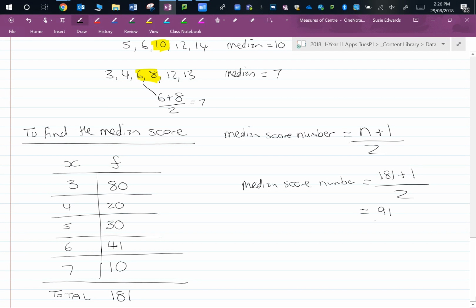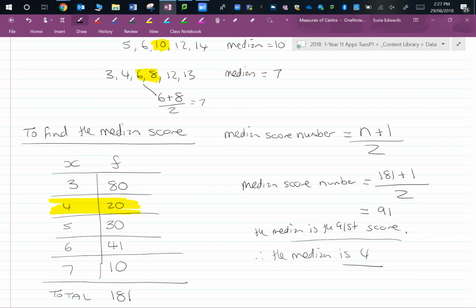Now what that means is the median's not 91. The median is the 91st score. So now if we start at the start and go 80, 91 is going to be between 80 and 100, which is that 20. And so therefore I know that the median is actually 4. Which is a lot harder to do if you're trying to work it out from there. So to be able to look at one of these and be able to go, okay, the median score's there. Okay, so the first 80 scores, the next 20 will get it to 100. So the 91st score will be within that group.